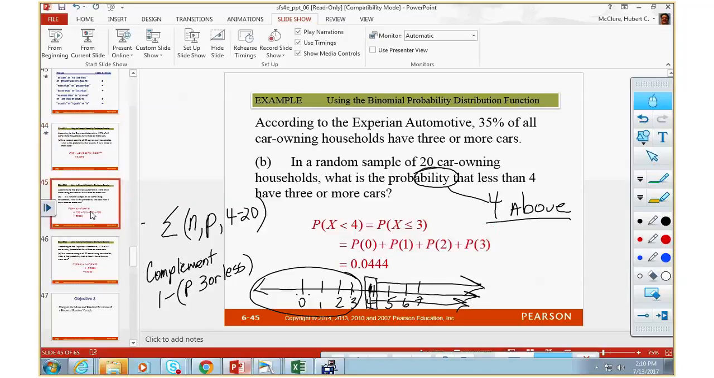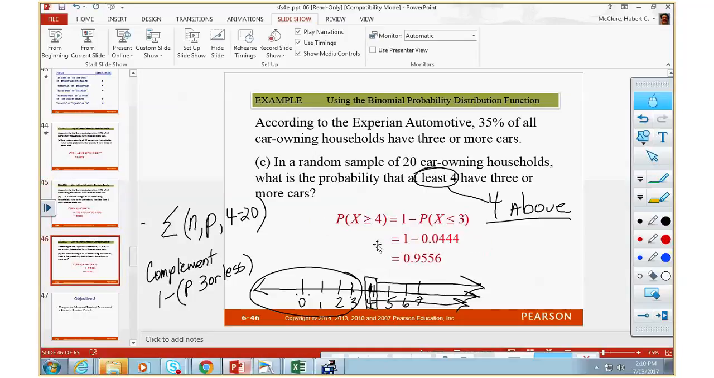Where's the problem? Let's say 3. Is that 3 or less? That's 3 or less. And here, there it is. Okay, this is the way they say it. The probability of 4 or more is the complement, 1 minus 3 or less. So that's where that comes from. I'm not going to do it because y'all should see it. Question, great.